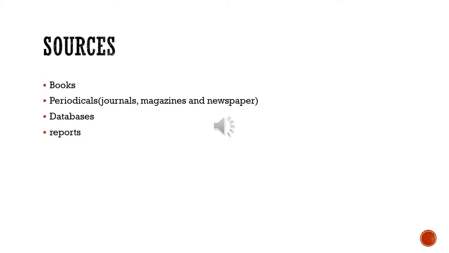So whenever you do an academic essay, you need to get information from sources, and some of those sources would be books. You can get information from periodicals like journals, magazines, and newspapers. You can get information from databases, like government databases, reports. These are some of the few sources from where you can get your information.